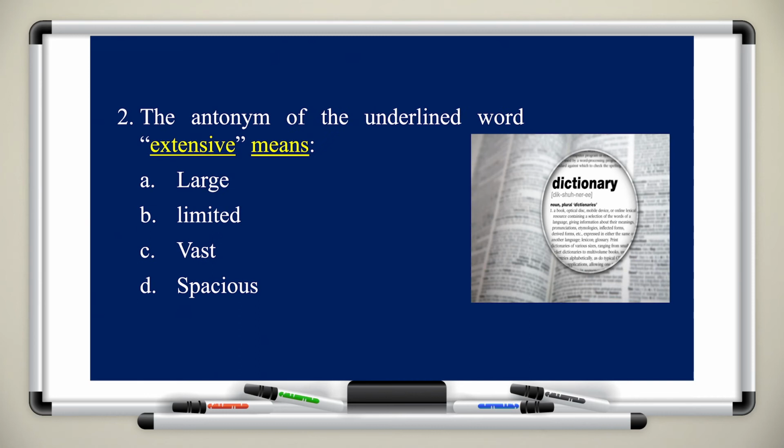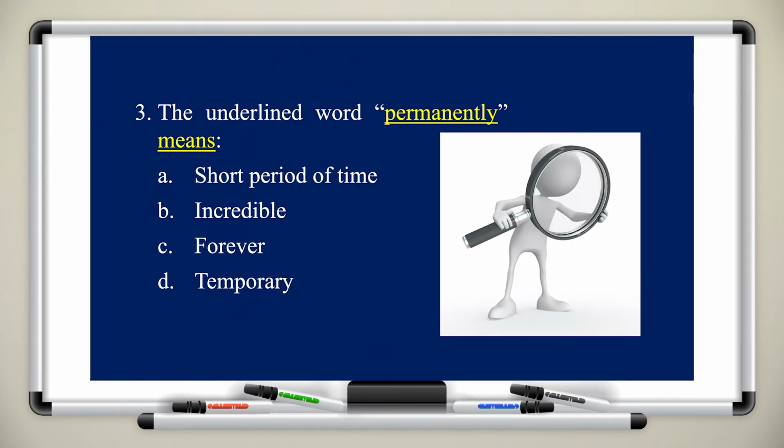Now, the second question is the antonym of the underlined word extensive. Antonym means the opposite, and the answer is limited, B.